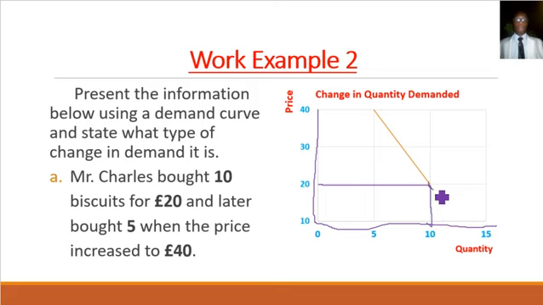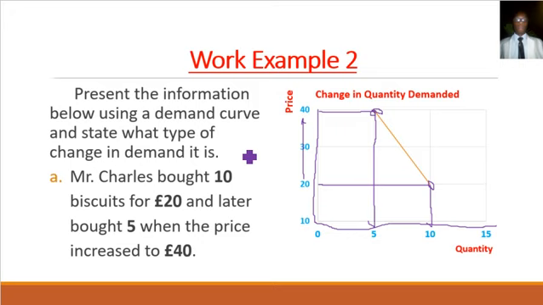So here is your coordinate there, and then later he bought 5 when the price increased to £40. So you can see price has gone up to £40, and what happened? He only bought just 5. Have you seen it now? Good. So here's the second coordinate. So what do you do? You join the two coordinates together to give you your demand curve.